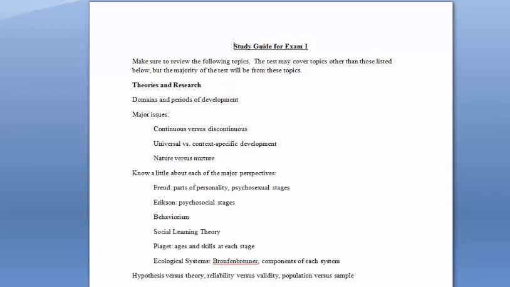Alright, so this is just going to be a quick review of the study guide for Exam 1. I'm just going to go through and briefly hit some of the highlights, but if you have any questions about this, please feel free to let me know.